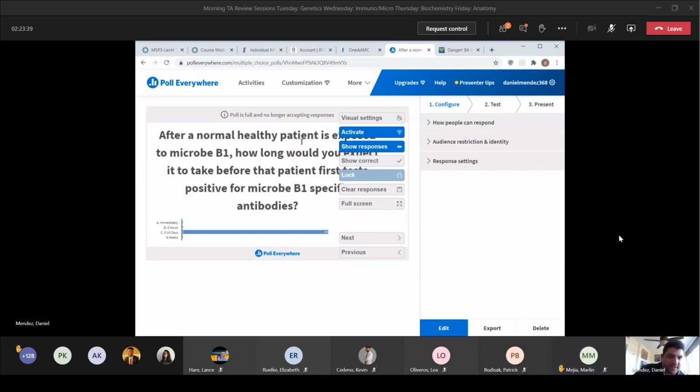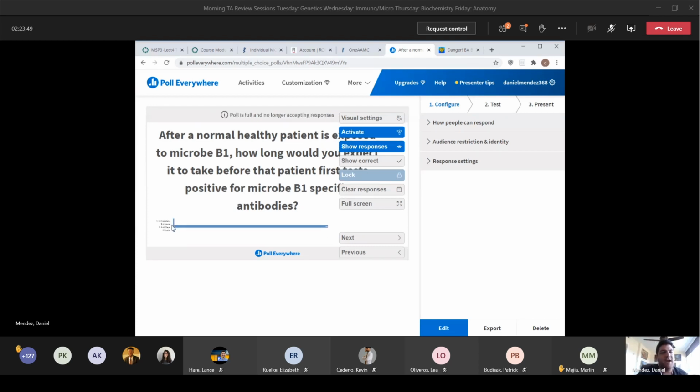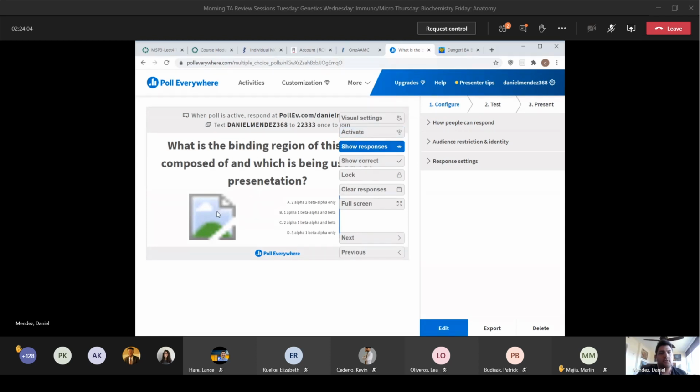For the first question, it seems like everyone got it right, or at least all the people that answered. A normal person would actually have antibodies in 5 to 10 days. Don't get tripped up on that. It could take weeks, but in actuality, it'll be 5 to 10 days. So that's our first one. Next question. Activate. Which binding region is not showing in the picture?